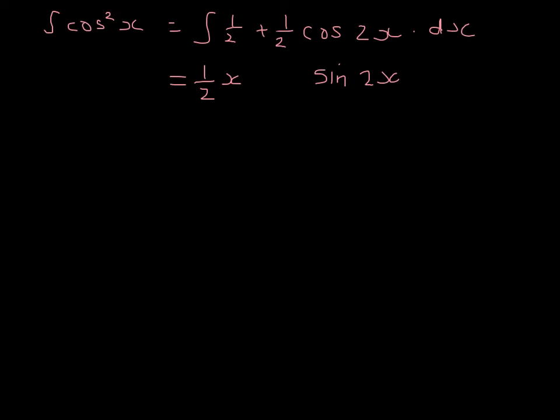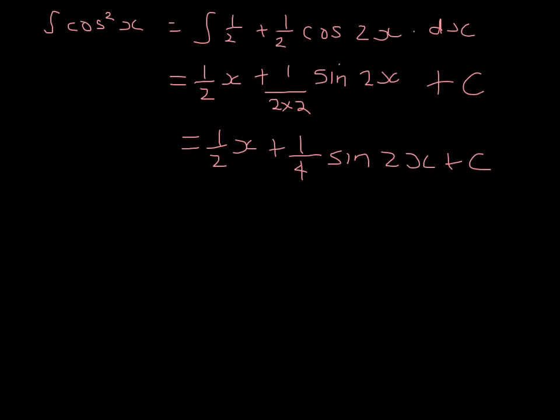So back to where we were. We divide now by the derivative. It's the opposite operation. The derivative of sine 2x, well, the derivative of 2x is 2, so we're going to divide by that 2. And there's also a half there. So if we divide by that 2, and there's also a half there, that's going to give us a denominator of 4. So that's a half x plus a quarter sine 2x plus c. So that's our integral of cos squared x.